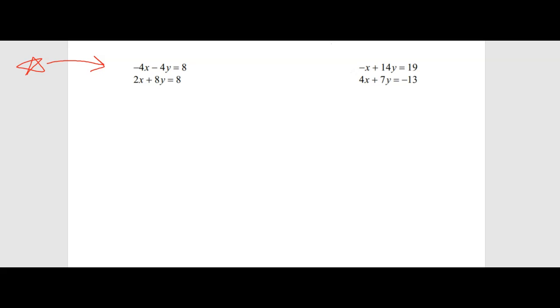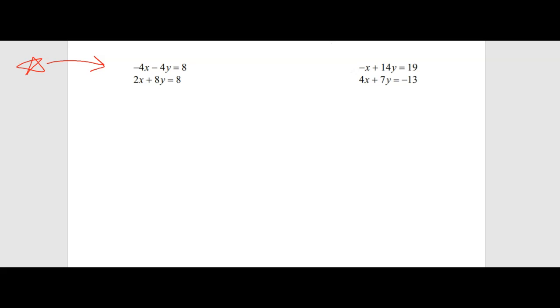Well, none of the coefficients for the x's or y's are the same, right? So I have negative 4x and positive 2x. Well, if I add those together, I'm not going to get 0. If I subtract those, I'm not going to get 0. And then I have negative 4 and 8 for the y's. Same thing. If I add those together, I'm not going to get 0. If I subtract those, I'm also not going to get 0. So we have to think, is there something else I can do before I add or subtract?